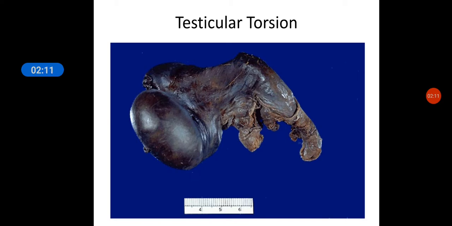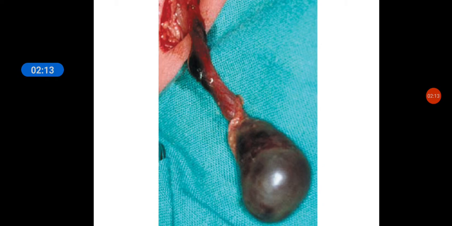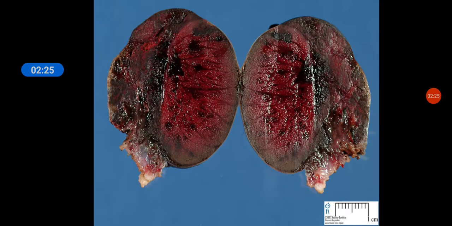This is another picture where you can see that the testis is black to red or purple in color, and you have the attached spermatic cord which goes up like that. Here this is the cut surface. It is brown, black to red. There are extensive areas of hemorrhage and necrosis, and that's why you can appreciate this red color.